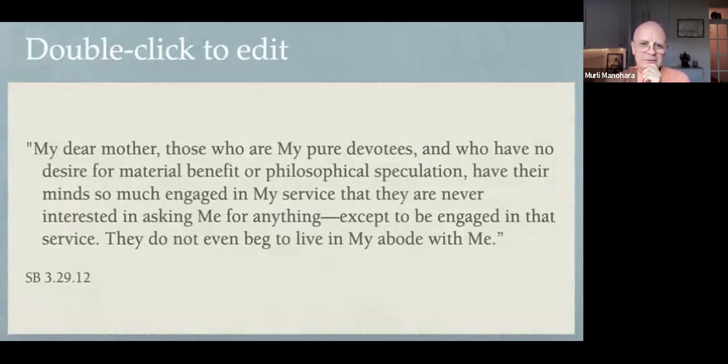My dear mother, those who are my pure devotees, and who have no desire for material benefit, as we discussed on anyabhilashita shunyam, or philosophical speculation, have their minds so much engaged in my service that they are never interested in asking me for anything except to be engaged in that service. They do not even beg to live in my abode with me.